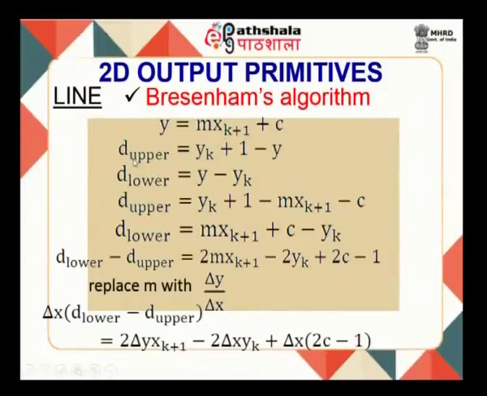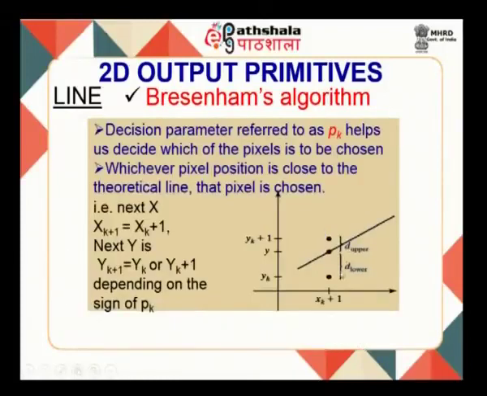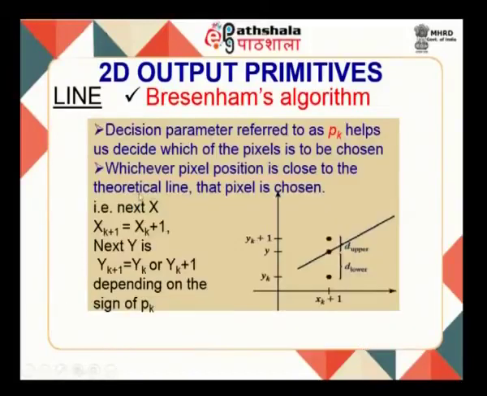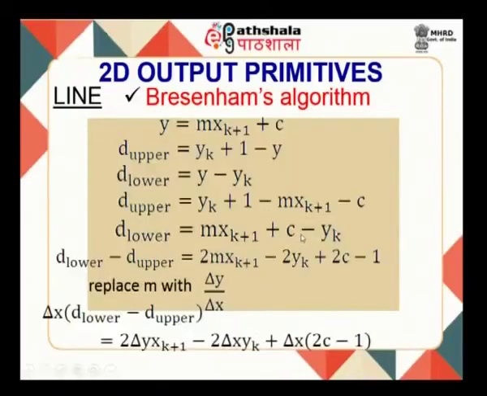And d upper is, if you look at this diagram shown here, d upper is the difference between y and yk plus 1. Okay. So, which is yk plus 1 minus y, because the difference is to be positive. So, d lower is the difference between the y and the yk. So, that is what is shown here, y minus yk, and you can expand d upper further like this, yk plus 1 minus y is shown here above.